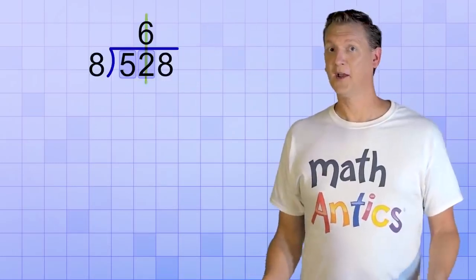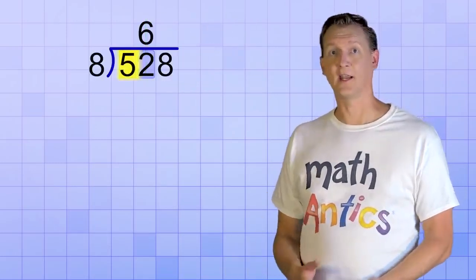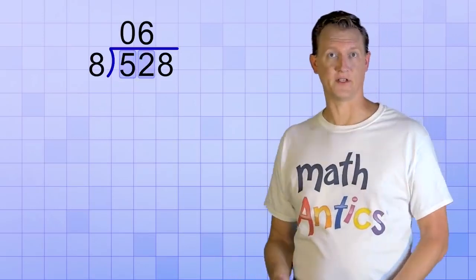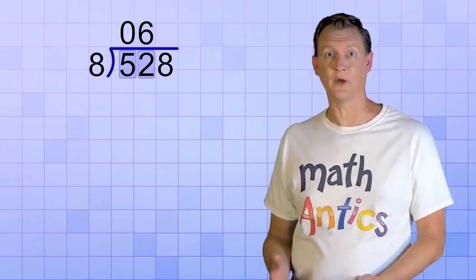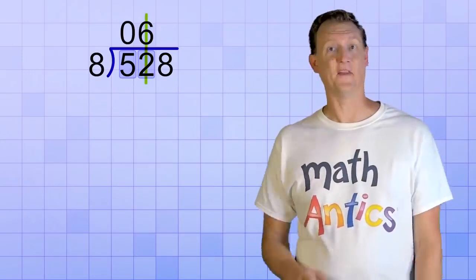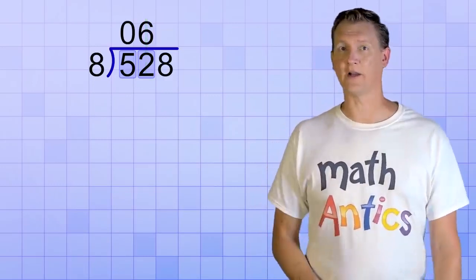Why does it go there? Because we had to skip the first digit and group it with the 2. If we wanted to, we could have put a 0 above that first digit, since the 8 wouldn't divide into it any times. And if that helps you keep track of which answer digit you're on, then that's a good idea. But it's not required.